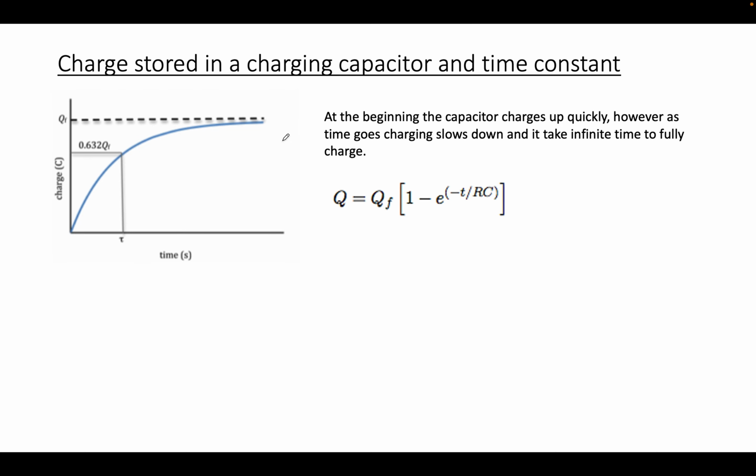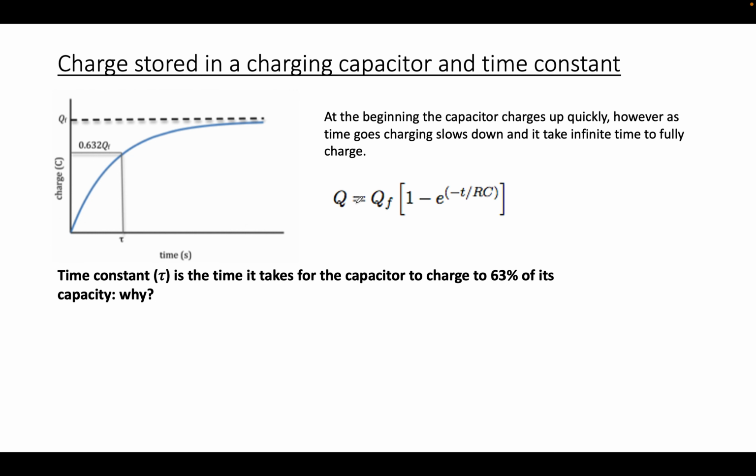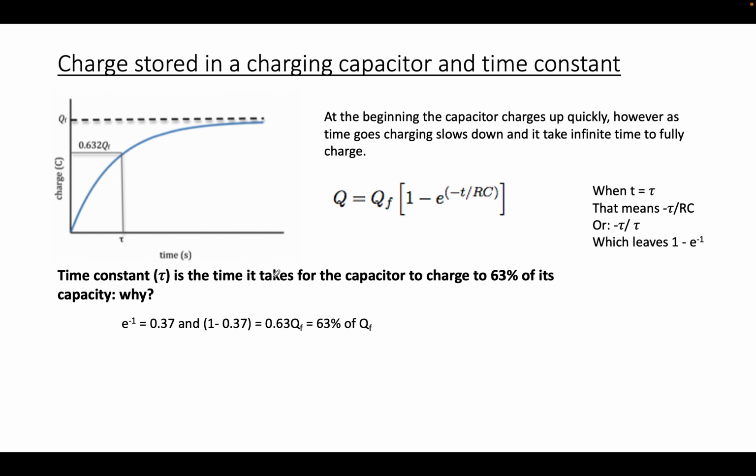So as you know, we have this rule: Q final times 1 minus e to the negative t over RC. The time constant, we know that is going to be the time it takes to reach 63%, because when the time that you chose, let's say 10 seconds, ends up being the same as RC, which is tau. Remember, tau is a time constant, and let's say that it takes 10 seconds to get there. So they just cancel each other out, don't they? So that means this is gone, and all we have is 1 minus e.